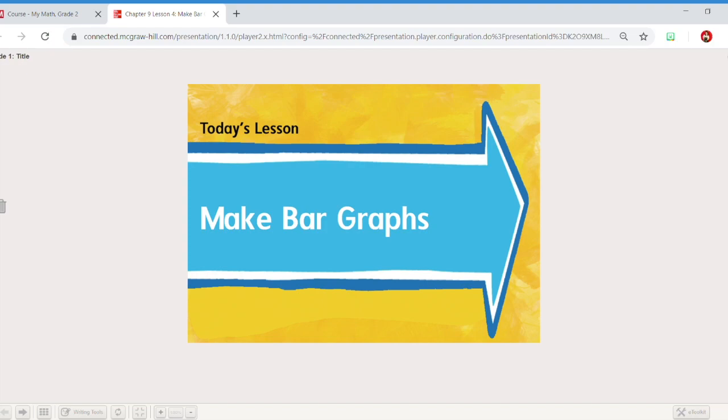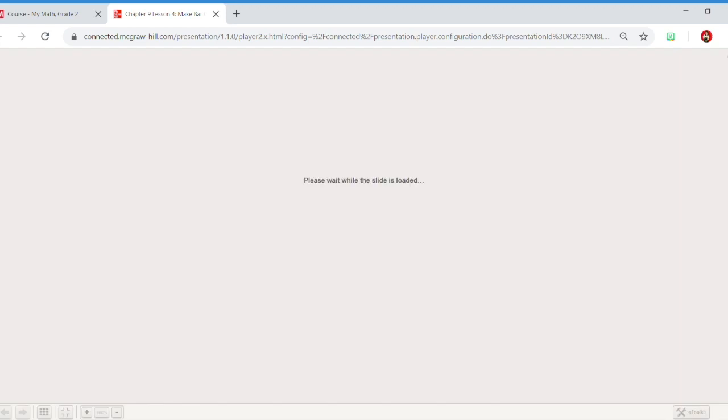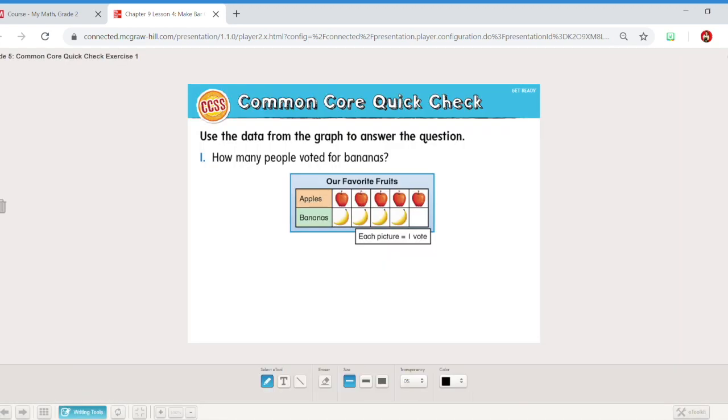Oh, it looks like I already solved it. We're going to erase this. So now we're going to solve our problem of the day. That's just to warm up our brains. Each picture equals one vote. They voted for apples or bananas. And 1, 2, 3, 4 people voted for bananas.